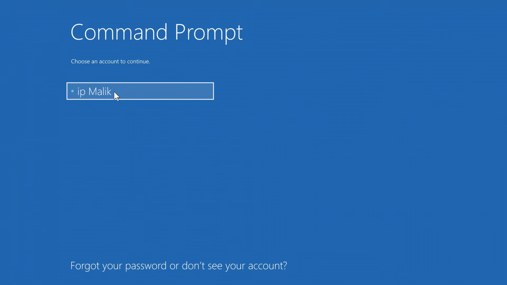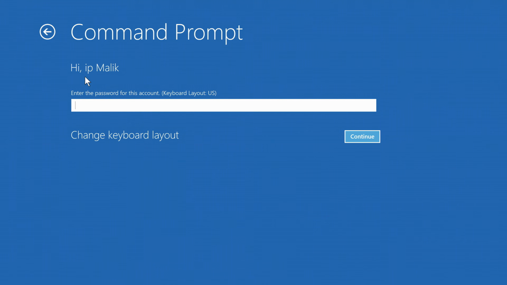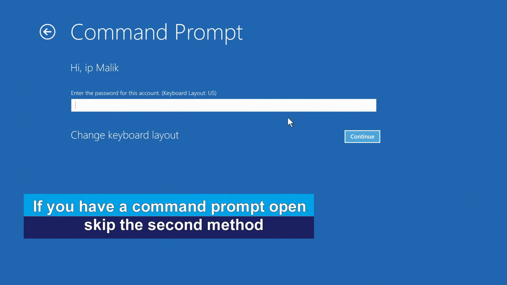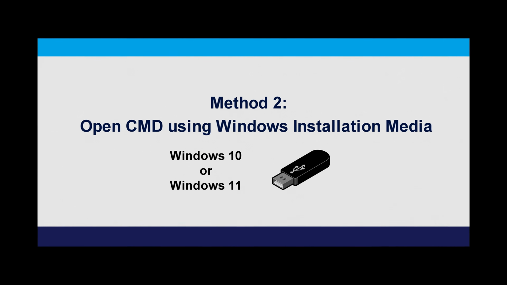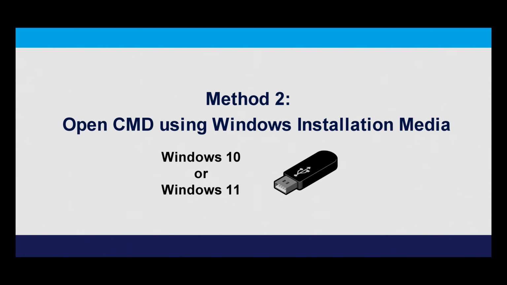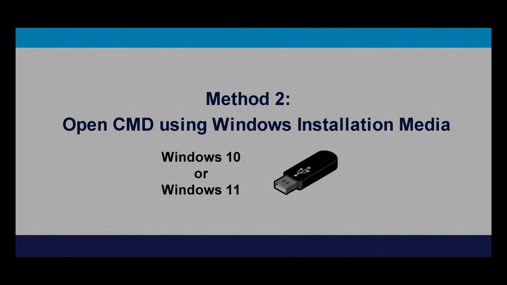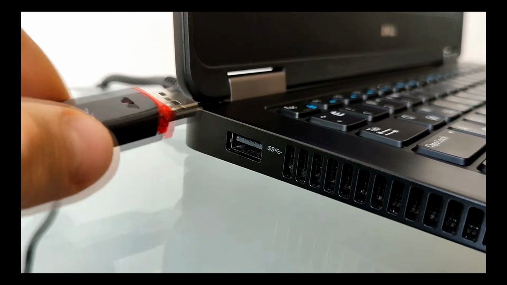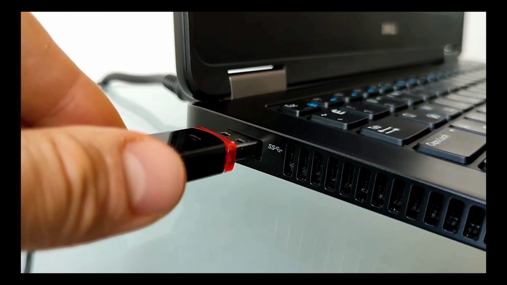Depending on your Windows configuration, the system may ask for a password to open the command prompt. If you have the command prompt open, you can skip the second method and go straight to making changes in the registry editor. If this happens, you will need to open a command prompt using the Windows installation media. Connect the Windows USB drive to the computer and reboot it.